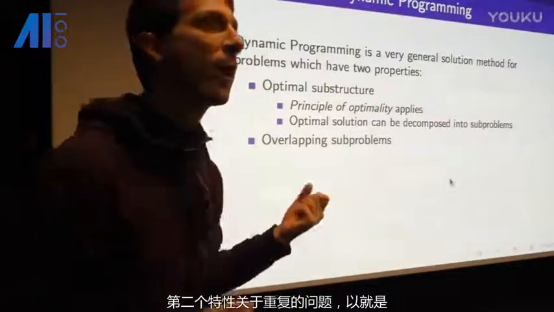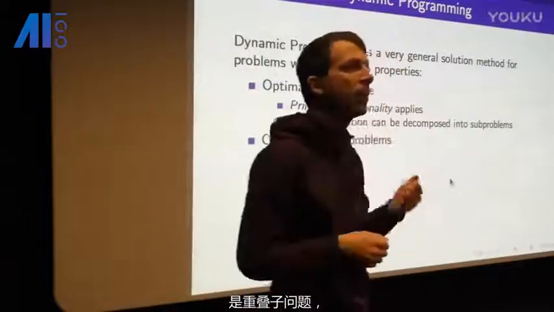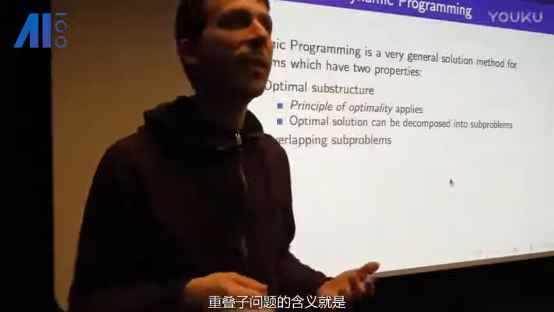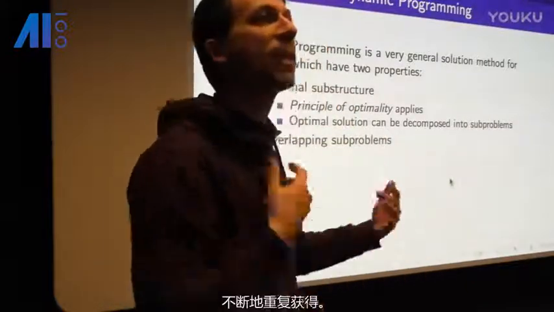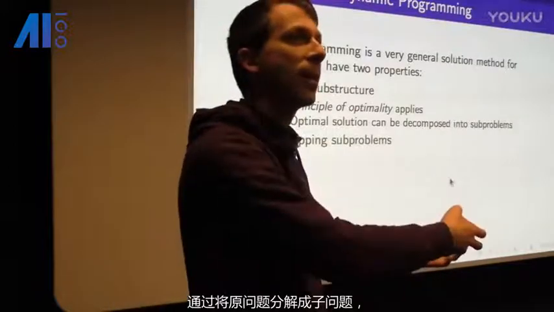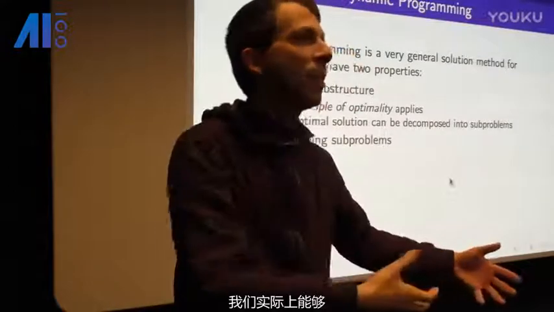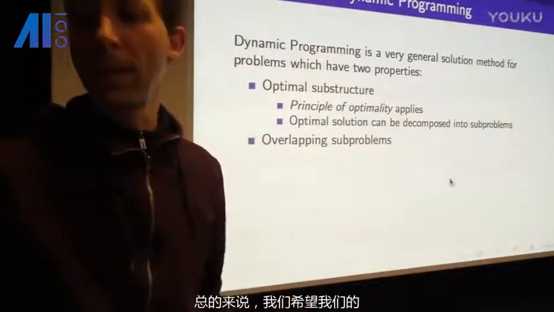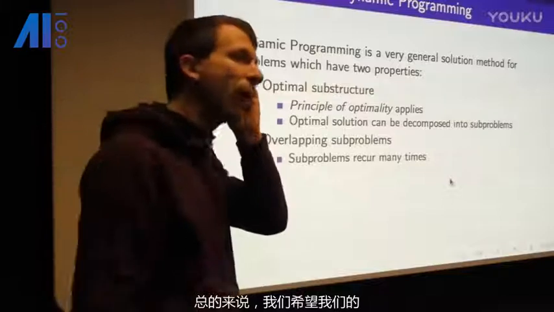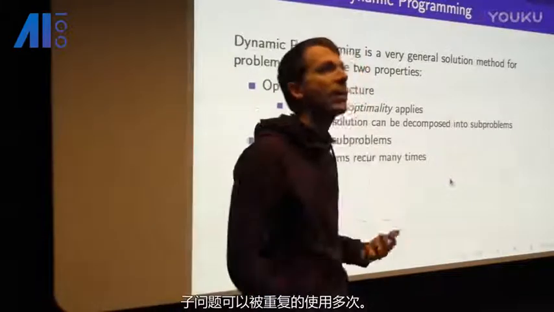The second property we require is called overlapping subproblems. So what does this mean? Well, this means that the subproblems occur again and again and again. That we've actually got something to gain by breaking it down into subproblems, that by solving that subproblem, we can solve things more efficiently than we could have by just attacking the overall problem directly. And basically all we require is that the subproblems recur many times.